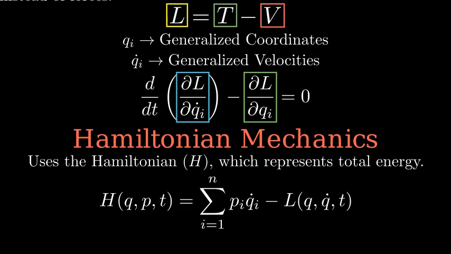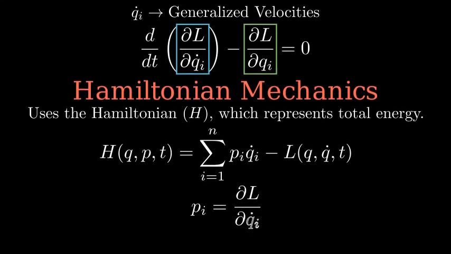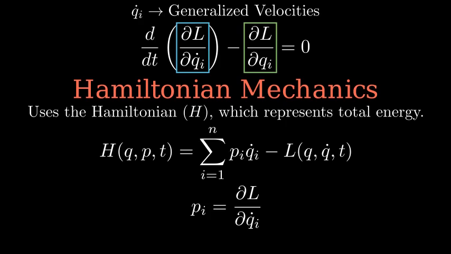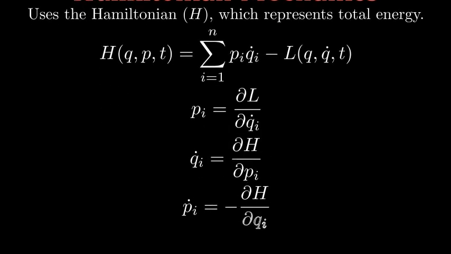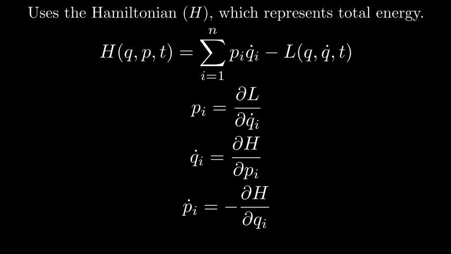It's defined as shown, where p_i are the generalized momenta, q_i dot are the generalized velocities, and L is the Lagrangian. The generalized momentum associated with a generalized coordinate q_i is defined as the partial derivative of the Lagrangian with respect to q_i dot. The equations of motion in Hamiltonian mechanics are Hamilton's equations.